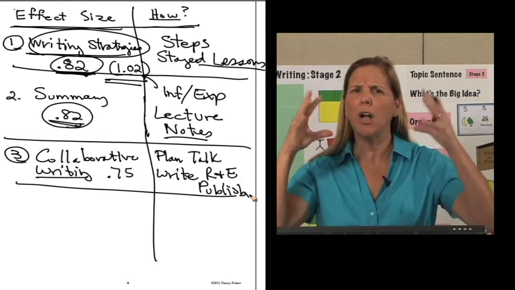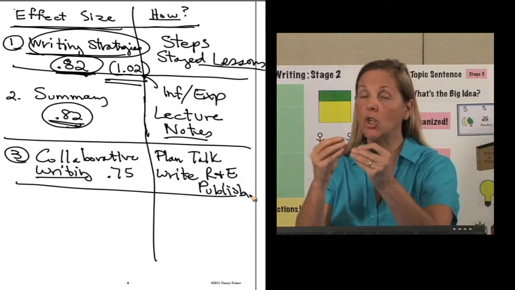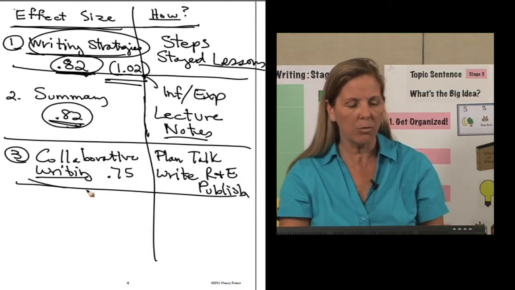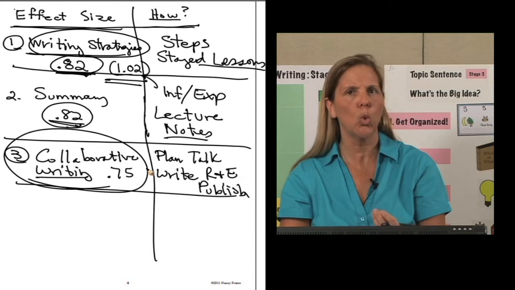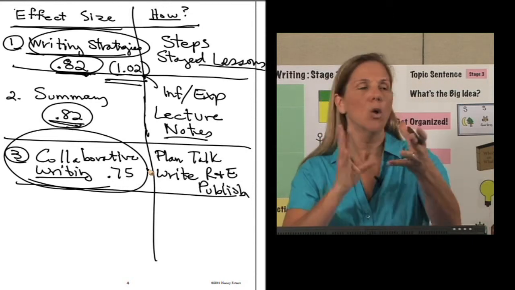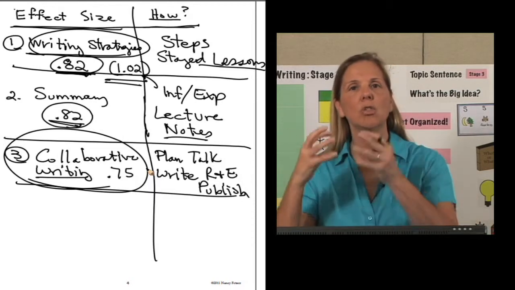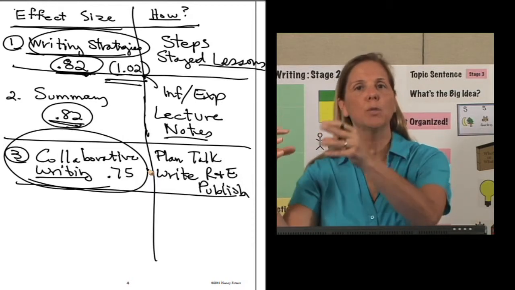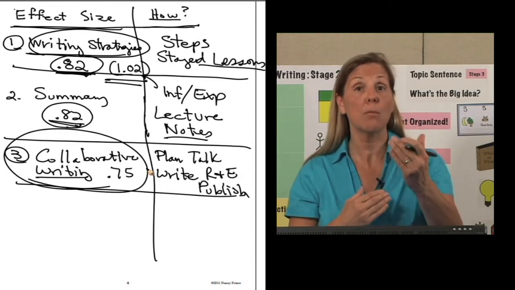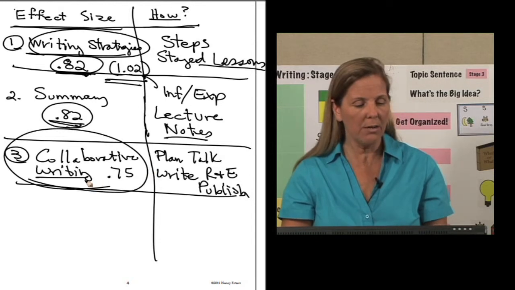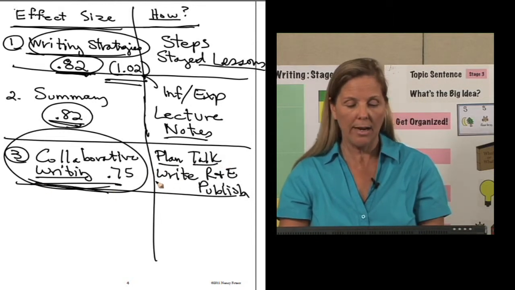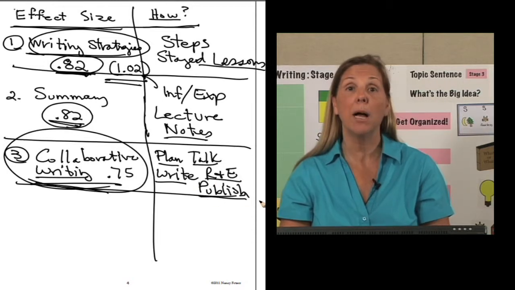Well, we can't go from a high level of scaffolding to now try it on your own. We want to gradually release them. Collaborative writing is a fabulous tool that's used throughout this process. Whether I'm in whole group lessons, we are collaborating. Whether the students are slowly released to table groups or partner work, they're collaborating until they finally start writing more independently on their own. Collaborative writing is essential in my process of planning and talking, writing, revising and editing, and finally publishing your work.